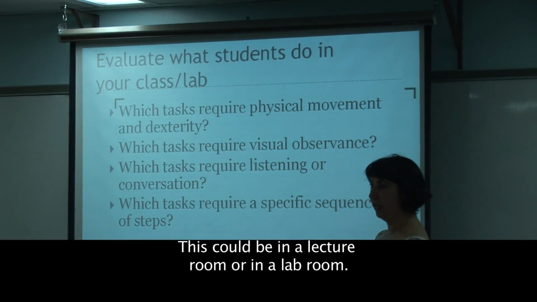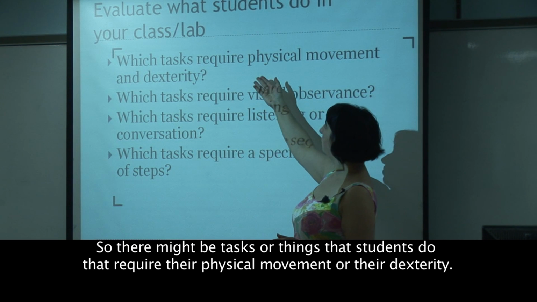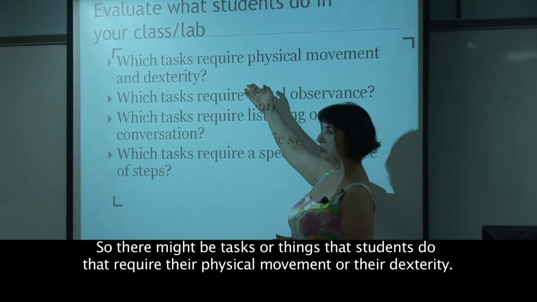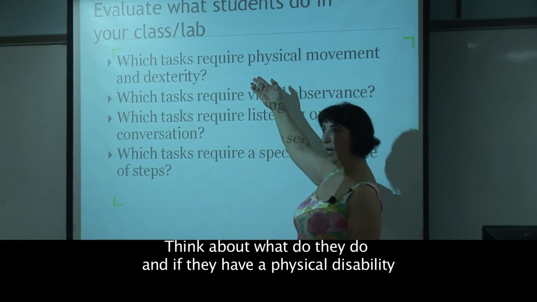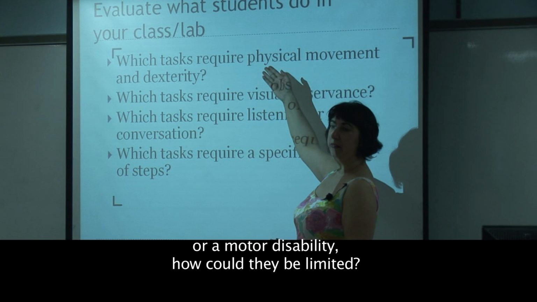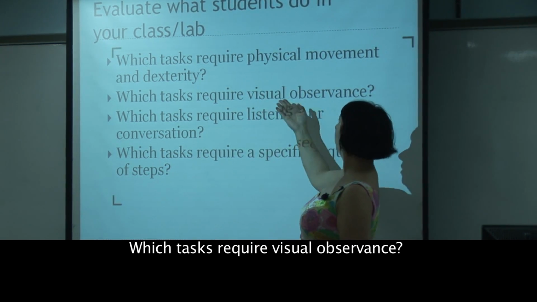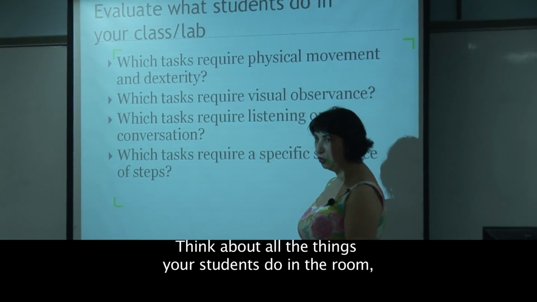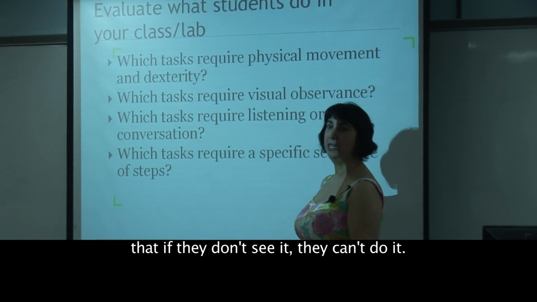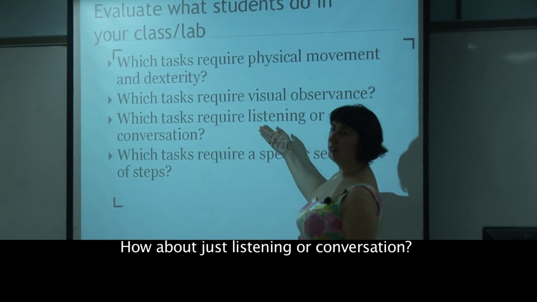And this could be in a lecture room or in a lab room. There might be tasks or things that students do that require their physical movement or their dexterity. So just think about what they do, and if they have a physical disability or motor disability, how could they be limited? Which tasks require visual observance? Think about all the things that your students do in the room that, if they don't see it, they can't do it. How about just listening or conversation?